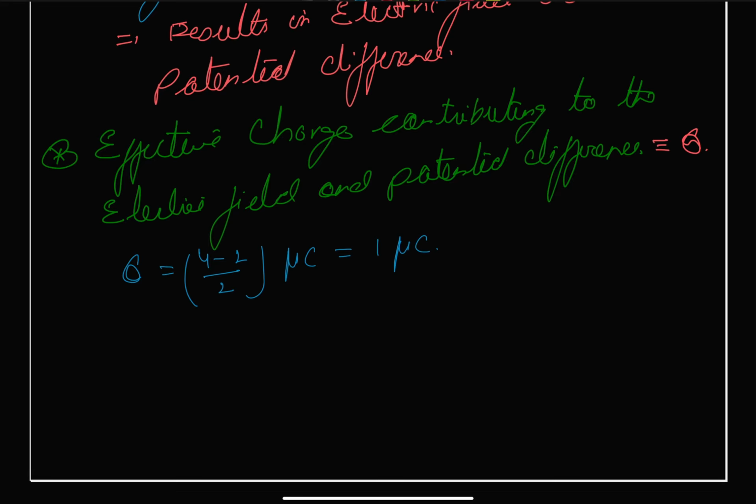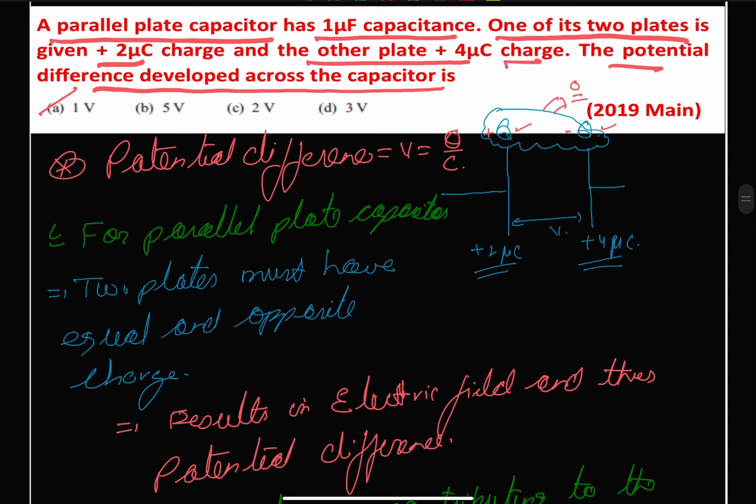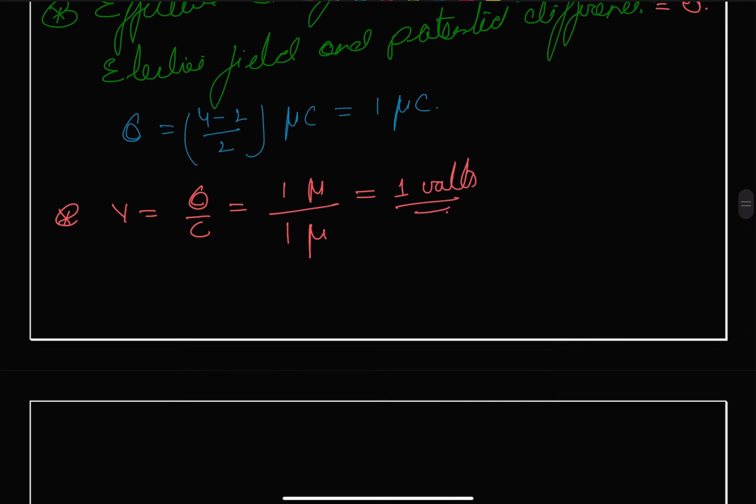Now we can easily find out the potential difference, that is our V. So V will be equal to Q upon C, where Q is 1 microcoulomb and capacitance is also given as 1 microfarad. This gives us 1 volt. So option A is the correct one.